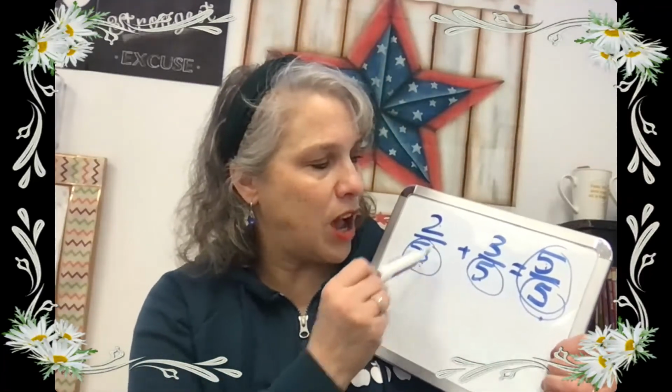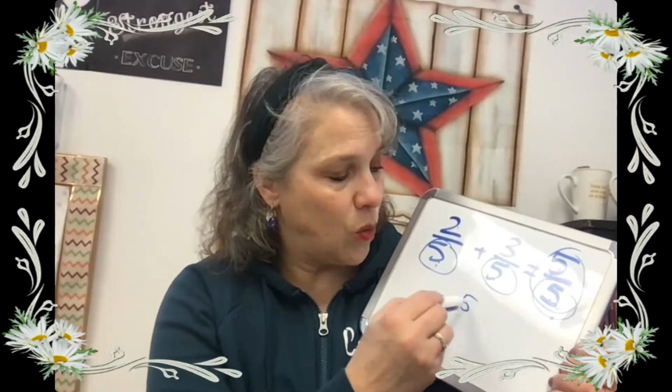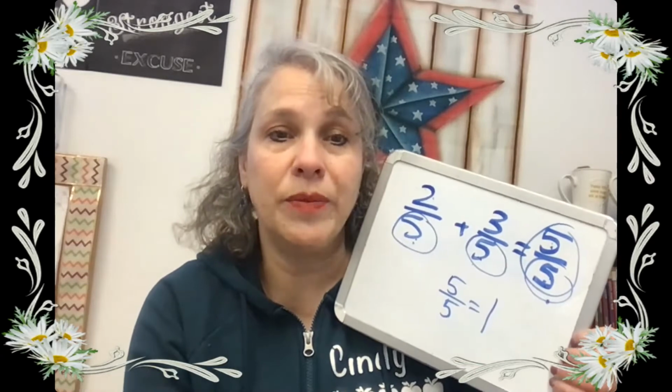And when I have any number over itself, that equals 1. Say I had 2 pieces of pie, and I had 3 out of 5 pieces of pie. Altogether, I have 5 out of 5. So that is equal to 1. Any number over itself is equal to 1. So that's basically how we add fractions. You add the numerators and you keep the denominator the same.